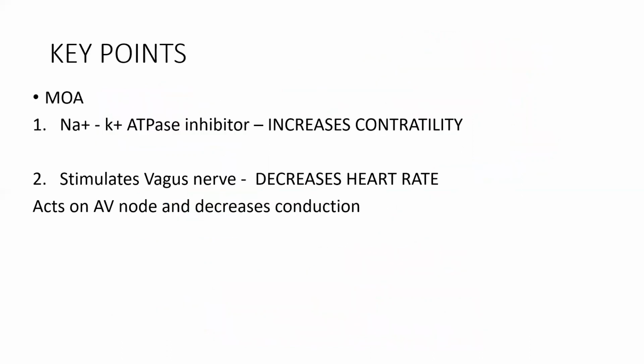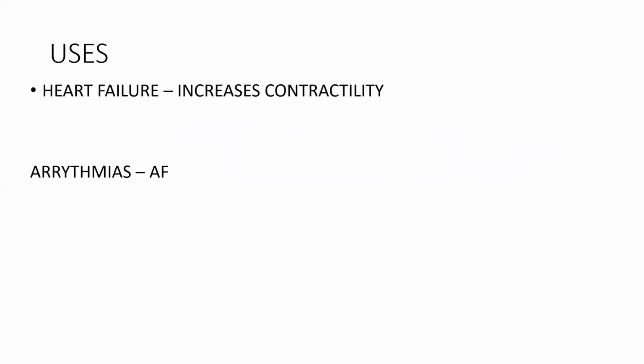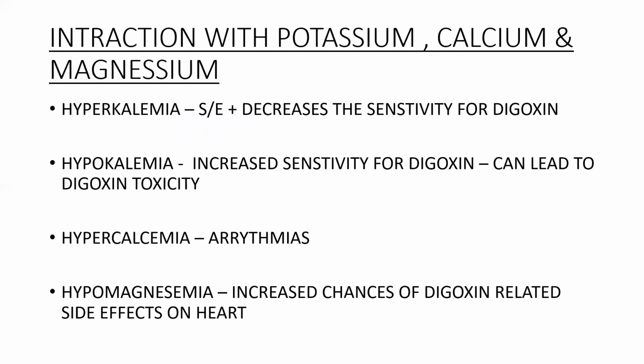Key points, I'll just sum it up. What are the mechanisms of action we read about? First is the sodium potassium ATPase inhibitor, that is to increase the contractility of the heart. It has one more mechanism of action, that is it stimulates the vagus nerve, thus it acts on the AV node, decreases the conduction and decreases the heart rate. Find out where it is used. The patient is having arrhythmias, the patient is in AF, this type of drug can be given. Uses: heart failure, increases the contractility, arrhythmia such as AF.